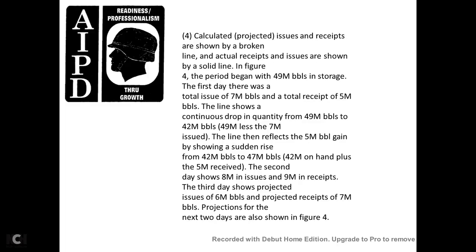Calculated issue and receipt are shown with the broken line, and the actual receipt and issue are shown with the solid line. The figure for the period began with 49,000 barrels in storage on the first day, with a total issue of 7,000 barrels and a total receipt of 5,000 barrels. The line shows a constant drop in the quantity from 49,000 barrels to 42,000 barrels, less 7,000 barrels issued.